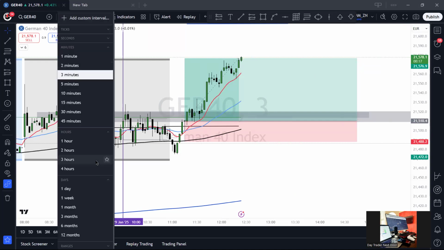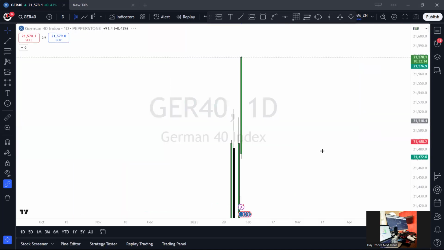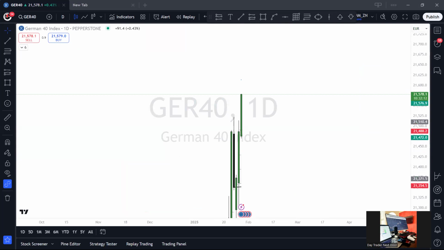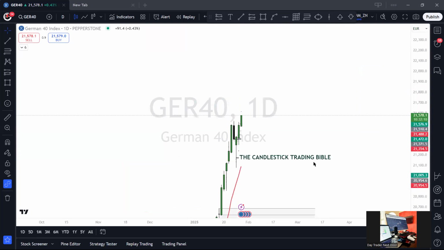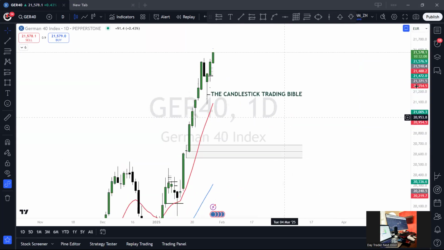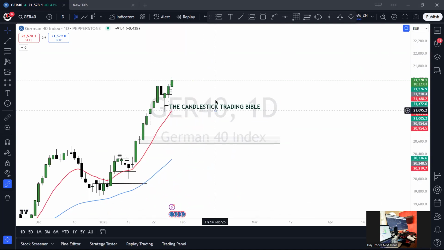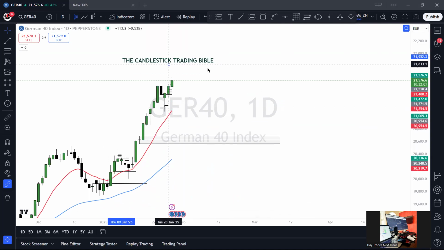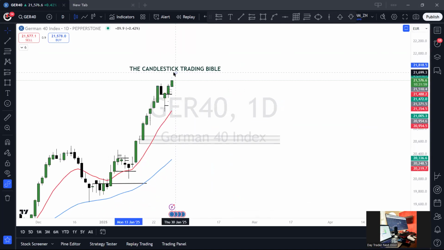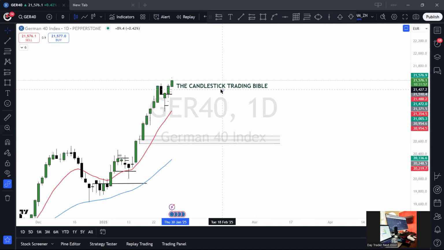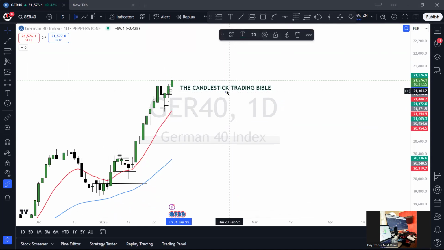So what were we looking at today? The past couple of days have been bullish on German 40. As you can see, we've been strongly bullish for the past couple of days. This is a reminder for you guys to read the Candlestick Trading Bible. If you haven't read it, I'll also put a video in the description of the videos we did when we were going through the book.